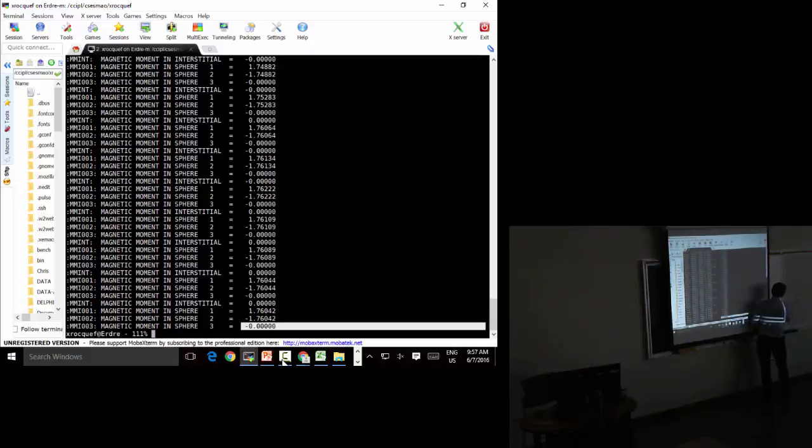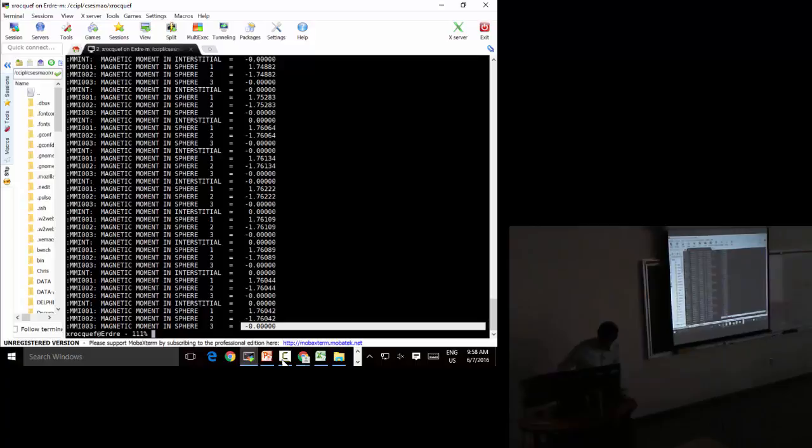So you will have a node here. In fact, this oxygen atom is both up and down spin because it is sharing the orbital of this magnetic center and the orbital of this magnetic center. When you do a ferromagnetic calculation, it will be up and up. You expect a magnetic moment on oxygen.